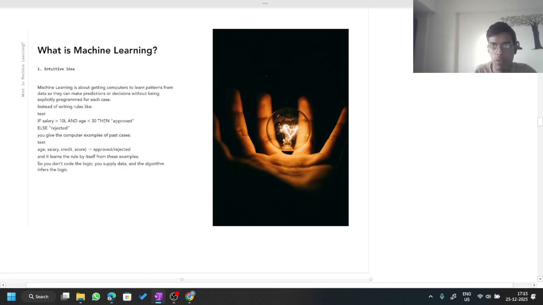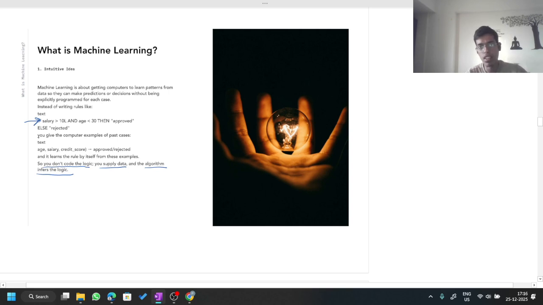Now, coming to the idea of what machine learning is, we will try to generate an intuition of how it works. In very simple language, it is about getting computers to learn patterns from data to predict or decide without being explicitly programmed. Take an application where we would have to write if-else conditions: the computer is given examples of age, salary, and credit, and based on the data, it formulates these rules automatically. Here we don't code the logic, we just supply data. The algorithm we are using infers the logic accordingly.